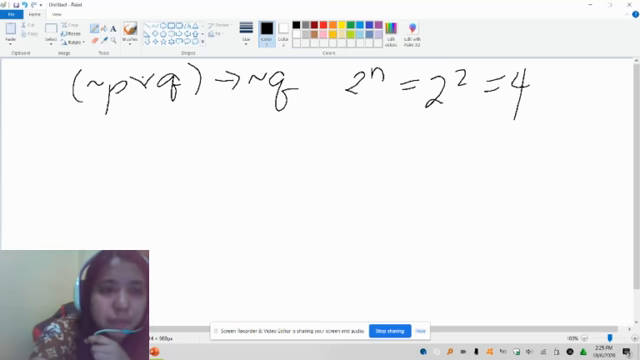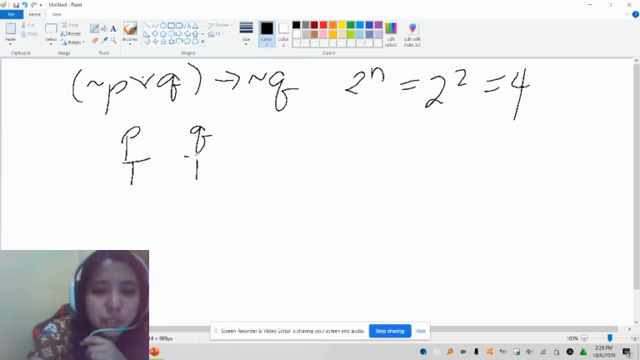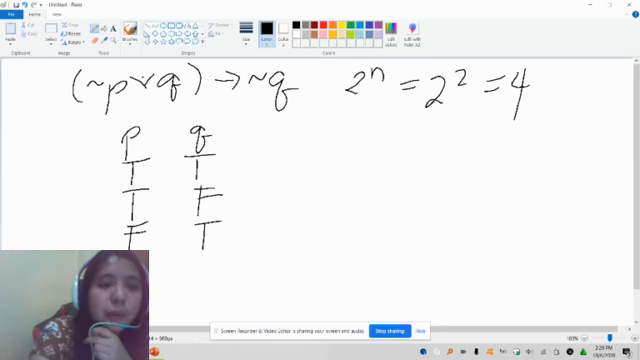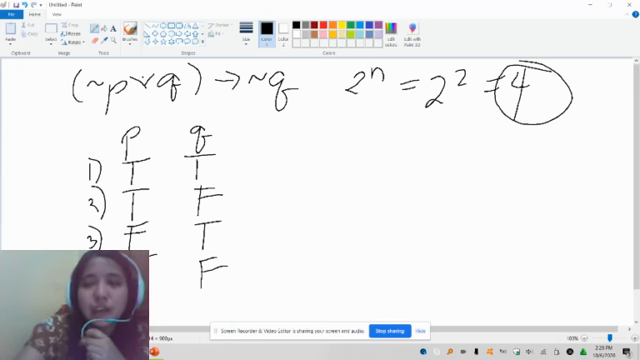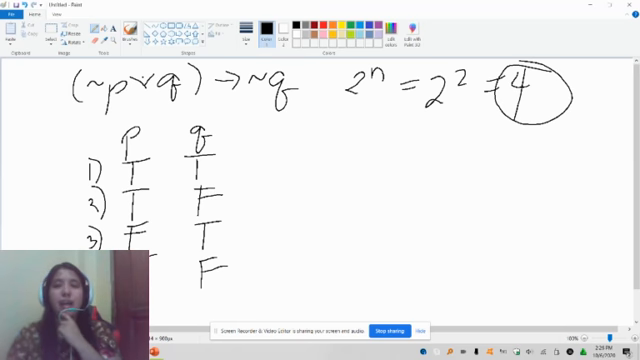We first place P and Q. The possible value of P is T, and Q is also true. So both are true, or proposition P is T and proposition Q is F, or let's reverse this, P is F and Q is T, or both propositions are false. So we actually have 1, 2, 3, 4, which is aligned with the value of 4 computed in the formula 2 raised to n.